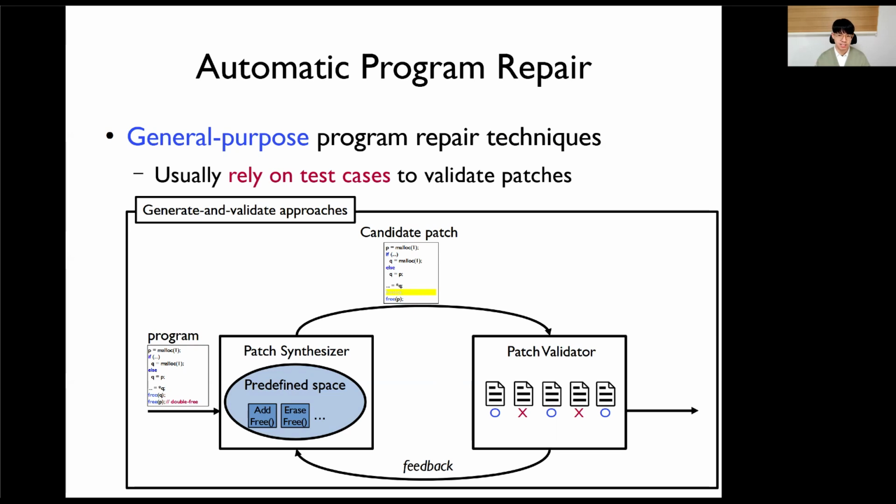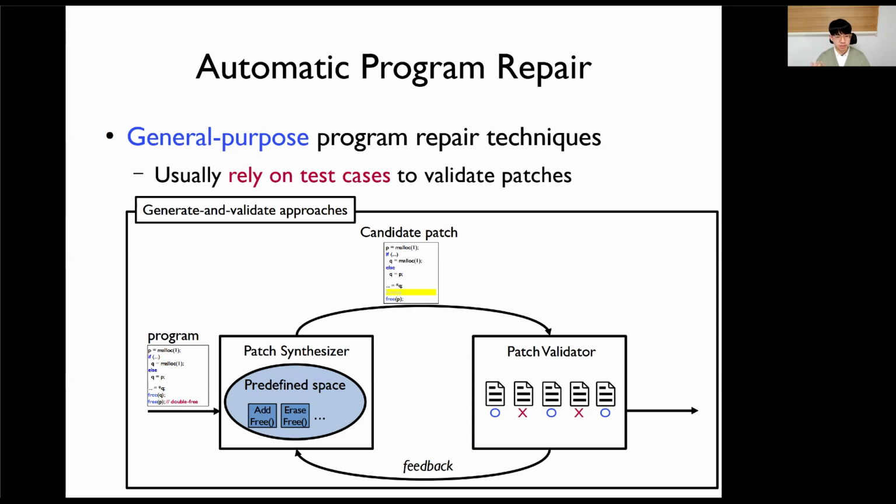This technique first takes a buggy program and tries to generate candidate patches from the predefined patch space, such as add free statement or remove the free statement and so on. And then the patch validator checks whether this generated candidate patch is valid or invalid by using the set of test cases. So if all the test cases pass successfully, this technique considers this patch to have fixed the error.